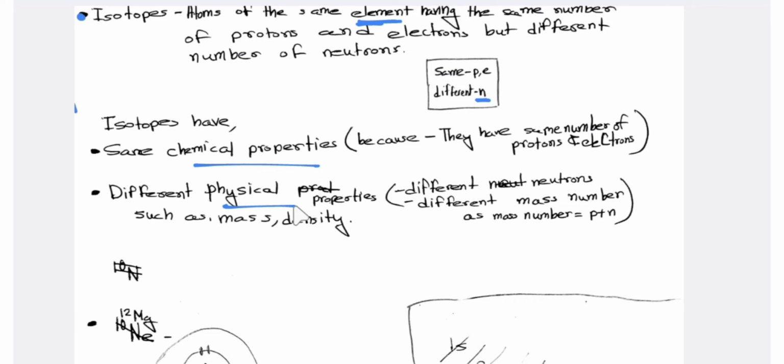But isotopes have different physical properties, and physical properties are such as mass or density. Since isotopes have a different number of neutrons, they have a different mass number or nucleon number. Since the number of neutrons differs, the mass of an isotope varies. That's why they have different physical properties such as mass.